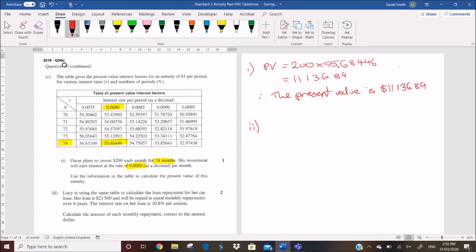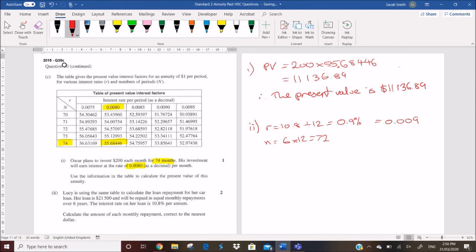She needs to make equal monthly repayments over the next 6 years. So first off, we need to change our rate. We have 10.8. Because we're now doing monthly, we need to divide that by 12, which will give us a new percentage of 0.9%. Because our table is in decimal form, we need to convert this to a decimal, so that will be 0.009. For the number of time periods, we have 6 years, 12 months, so we're going to have 72 months as our time periods.